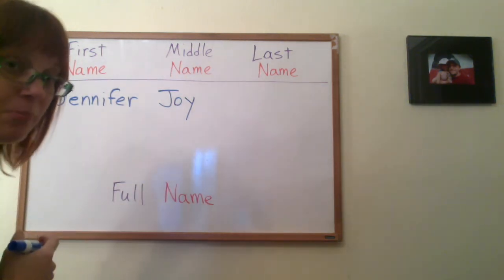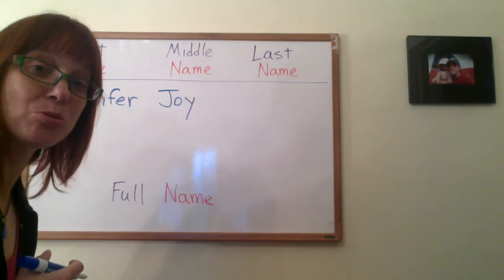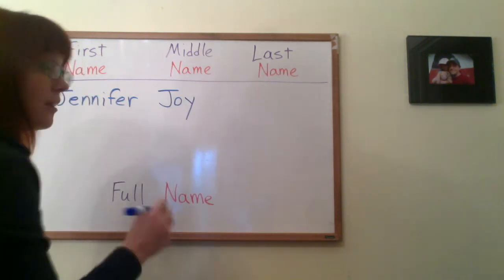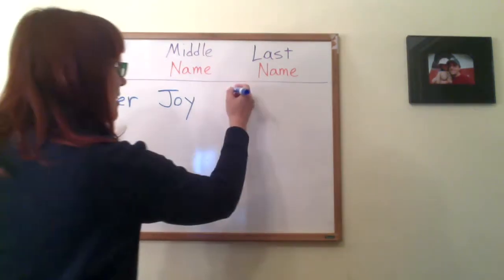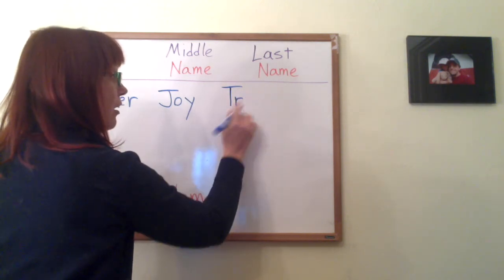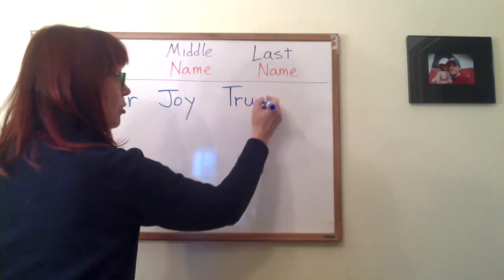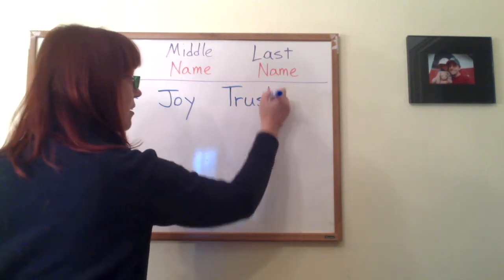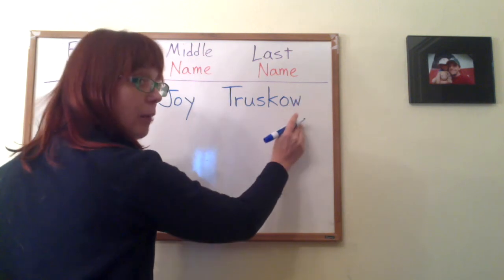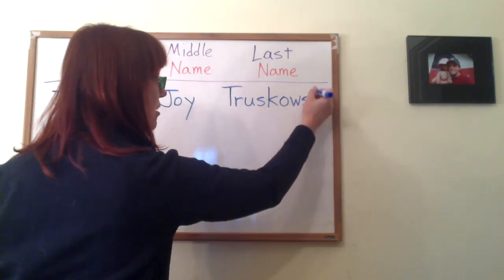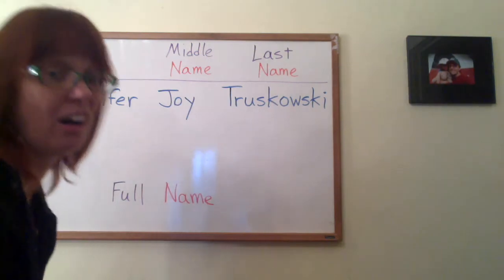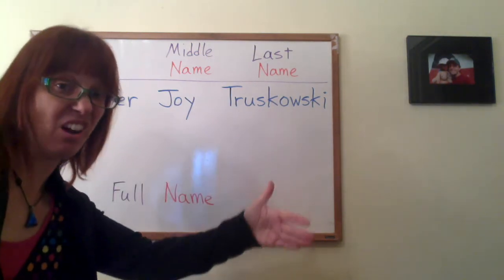My last name is Truskowski. Last name. Truskowski. It's very long. T, R, U, S, K, O, W, S, K, I. It's very long. It's a long name.